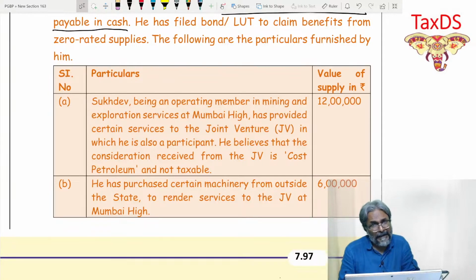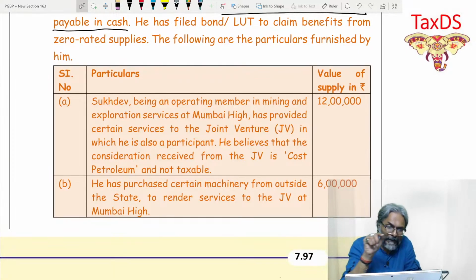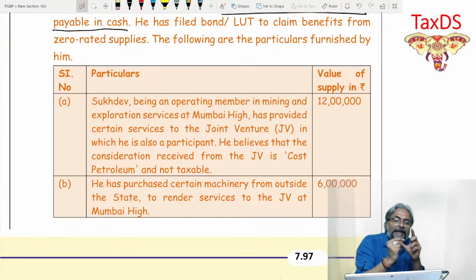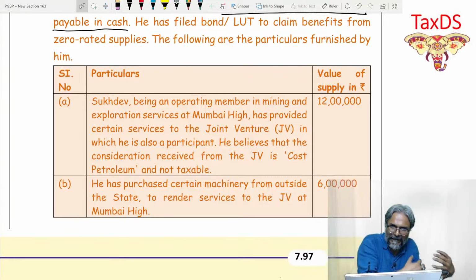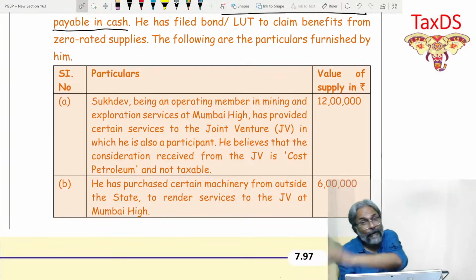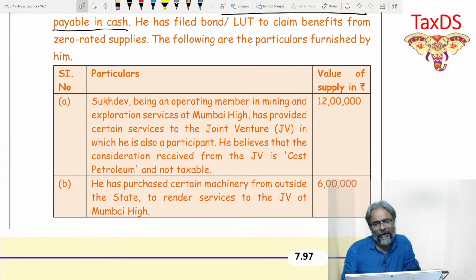This was already discussed at length in our supply chapter, and you will find a reference to it in this question also. But here in the JV, you cannot say that the consideration received from the JV is cost petroleum and not taxable. That could not be done. You have been providing certain services to whom? To the AOP, not to the government, and that is why this supply will very much attract the charge, and accordingly GST will be chargeable in this case. Point number B.